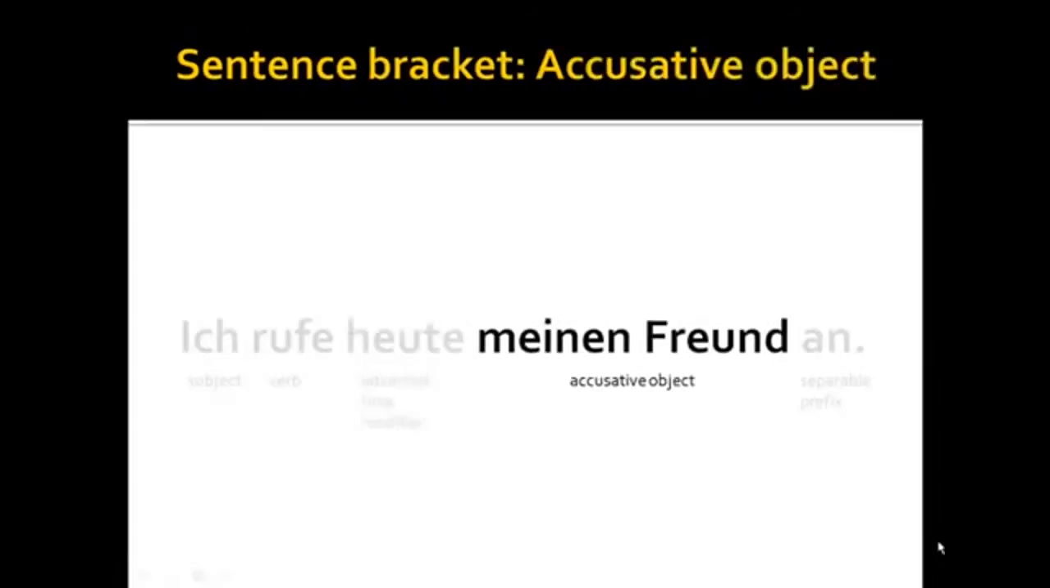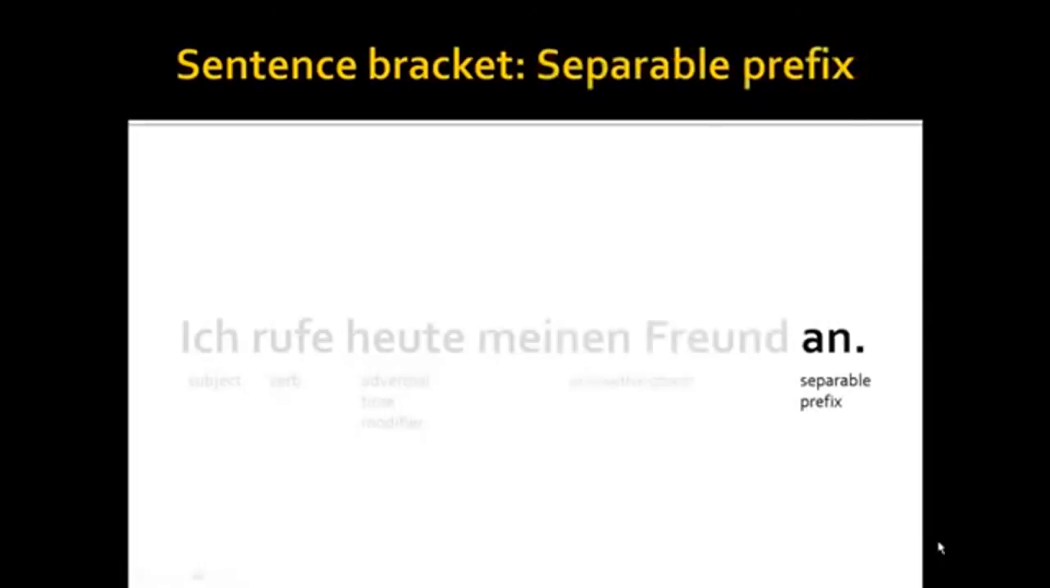And then we have meinen Freund, which is the accusative object. So something in the sentence has to receive the action of the verb, and that's going to be my friend. My friend receives the action of being called up, therefore he's going to be in the accusative case. And finally, at the very end of the sentence, we still have a part of the verb, an, up. This is the separable prefix, and you'll recall from prior discussions of separable prefix verbs that the separable prefix always comes at the end of the sentence.